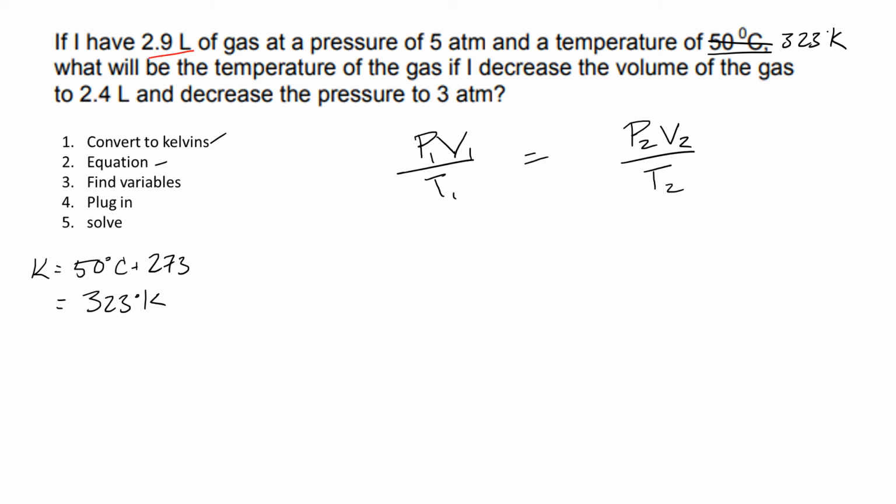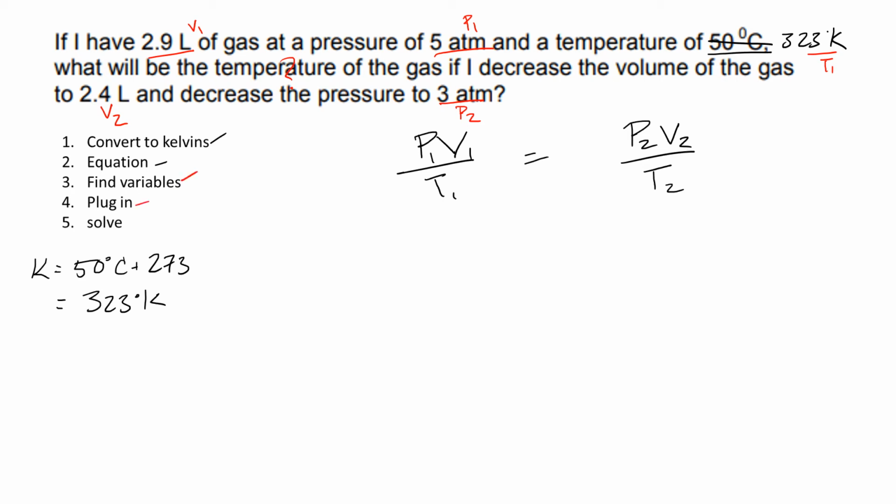Let's find our variables. Let's see, 29 liters must be volume 1. 5 atm is a pressure 1. And then 323 must be temperature 1. And then what would the temperature be? So we want the temperature now. If I decrease the volume of the gas to 2.4 liters, this is volume 2. And the pressure to 3 atm, this must be pressure 2. Good. So found the variables.